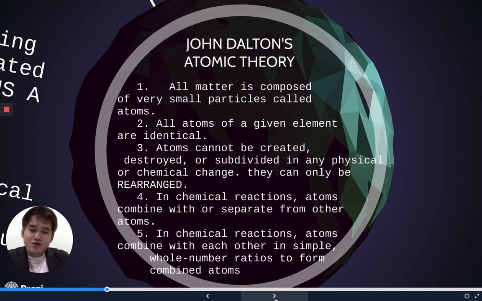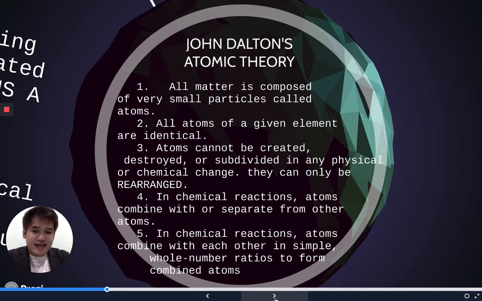According to John Dalton, all matter is composed of very small particles called atoms, and all atoms of a given element are identical. Atoms cannot be created, destroyed, or subdivided in any physical or chemical change. This is where his theory got wrong already. But he is right when he said they can be rearranged to form new substances, which we will learn later on, or more technically correct, relearn later on.